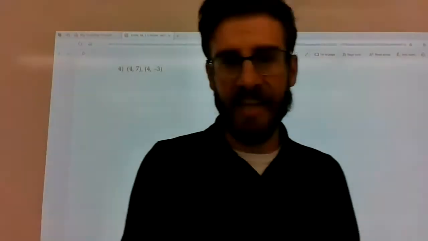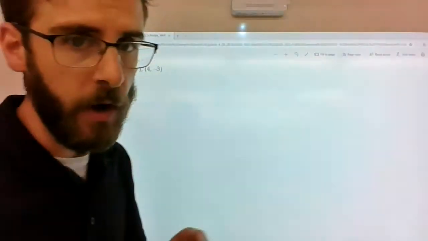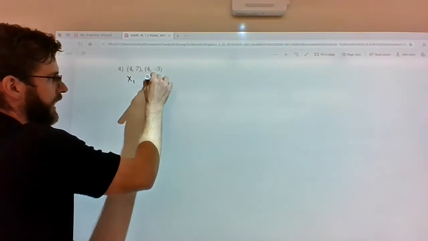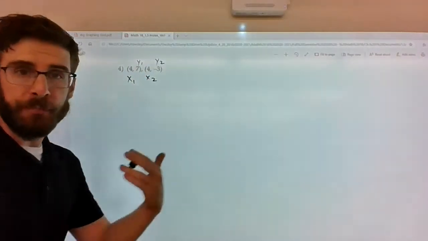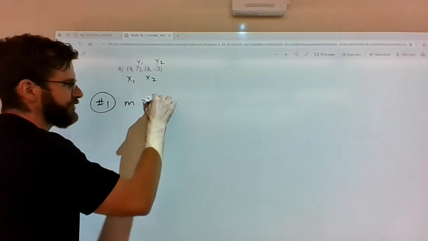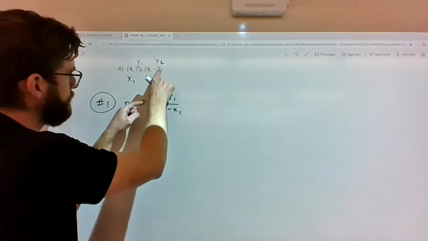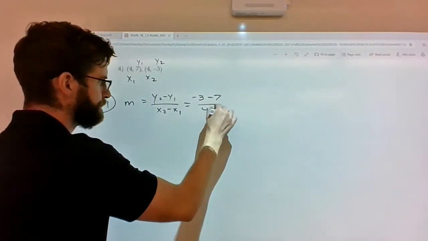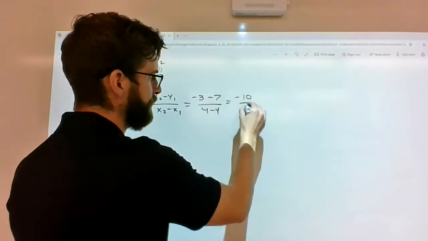So the first one I wanted to highlight was number 4. (4, 7) and (4, negative 3) are the 2 points that we've got going through our line. So if we just do our basic x1, x2, y1, y2, roll through the process of first step, m equals y2 minus y1 over x2 minus x1, you get negative 3 minus 7 on top, and then 4 minus 4 on the bottom. The top will be negative 10. The bottom will be 0.